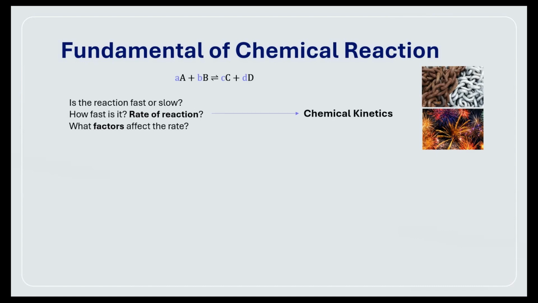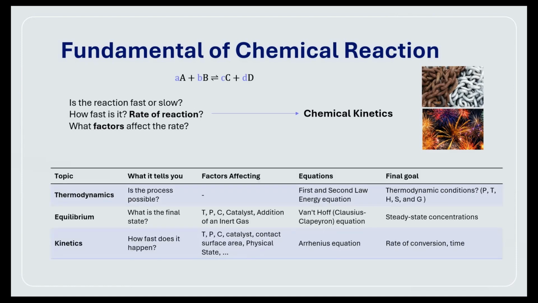Let's wrap up all three topics that we discussed. In thermodynamics, we find out about the thermodynamic conditions: pressure, temperature, enthalpy, entropy, and Gibbs energy, using the first and second laws of thermodynamics. In equilibrium, the question we want to answer is the final state of a species, and we use the Van 't Hoff and Clausius-Clapeyron equations. And in kinetics, we want to know how fast our reaction is, the time and the rate of conversion, and for that purpose we use the Arrhenius equation.